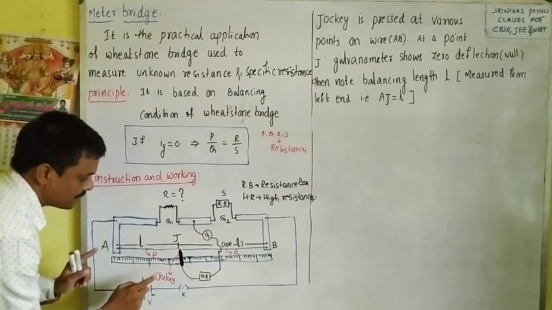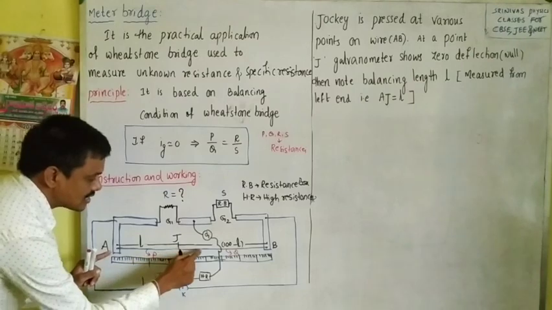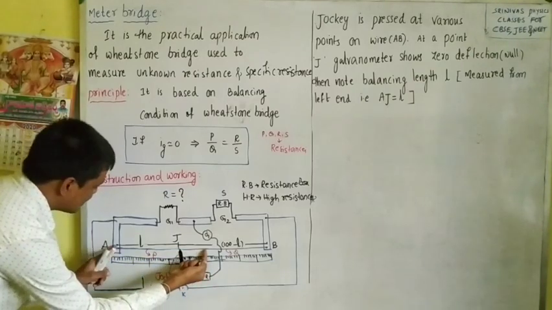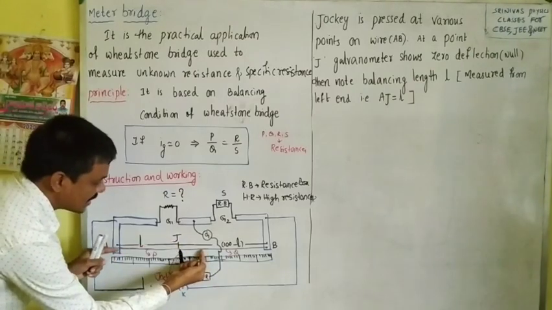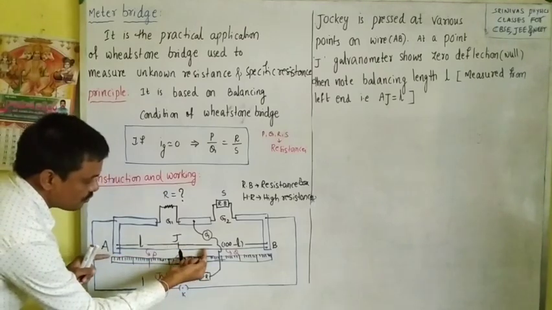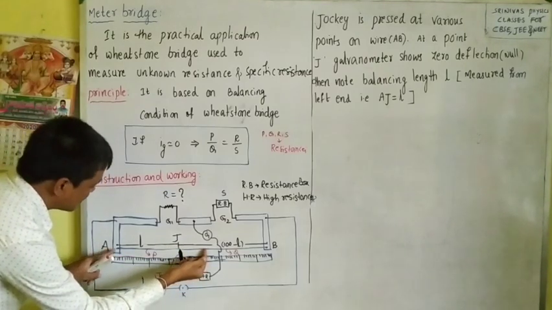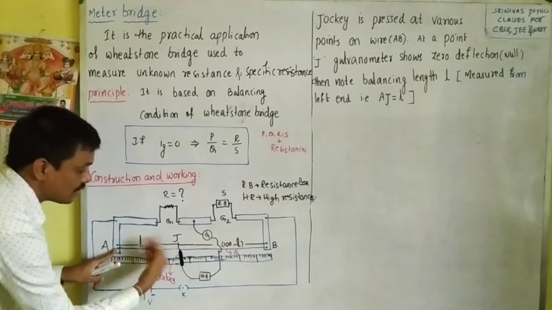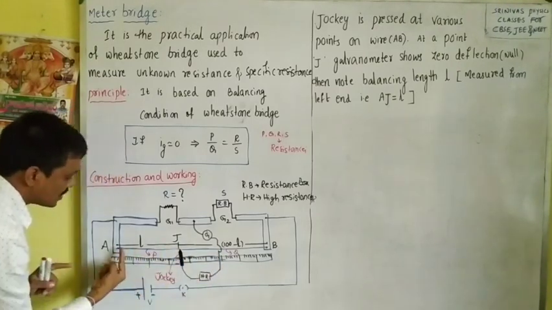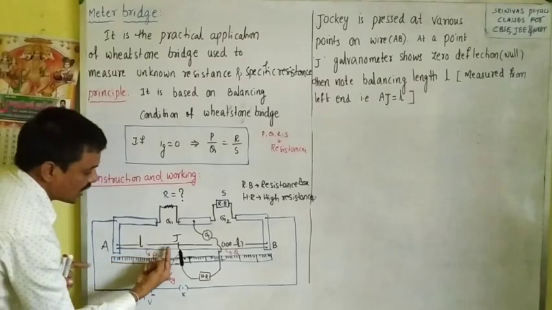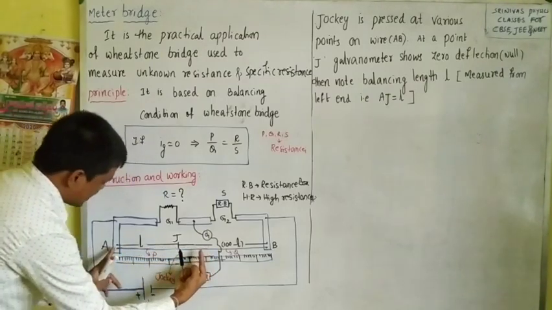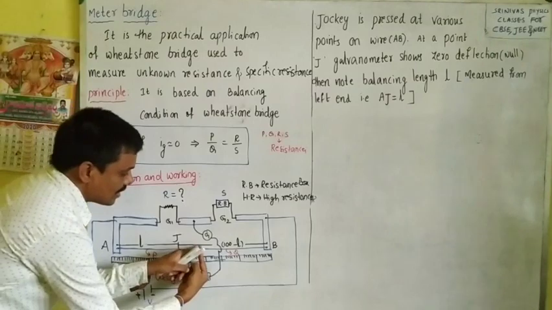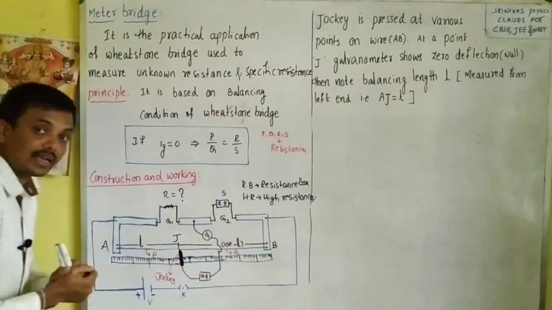Its resistance is P. For example, if you press the jockey further right, the left side wire resistance will increase. From where you press the jockey, the distance from the left side increases. Left side wire resistance increases, right side decreases. When the jockey goes to the right side, the left side wire length increases and the right side wire length decreases.